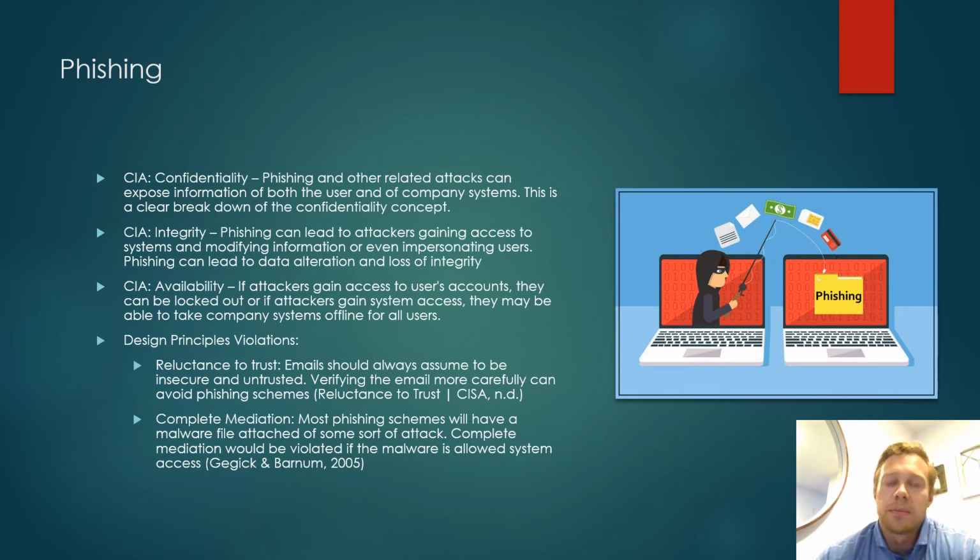We need to completely look at these emails, make sure they're safe, make sure they're from the right sources, and then complete mediation. Is there a way that we on the company end can set up a better control for what people are able to download from the emails? Should we be filtering emails more carefully? Complete mediation basically states that we should completely mediate access to all files, that everything should have a control.